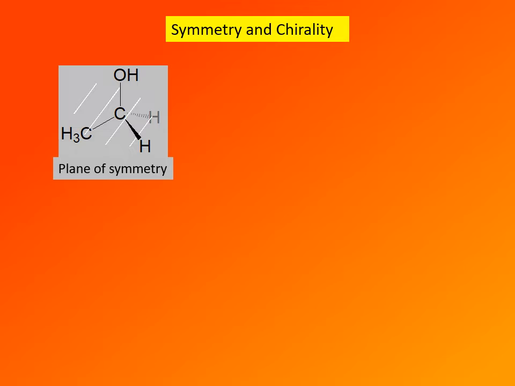Here we have a molecule of ethanol, and you can see a plane that goes through the OH group, carbon atom, and CH3 methyl group. So that plane bisects the molecule in half and reflects in the CH2 group one hydrogen into the other. So that's the plane of symmetry. Since ethanol has a plane of symmetry, it is not a chiral molecule.